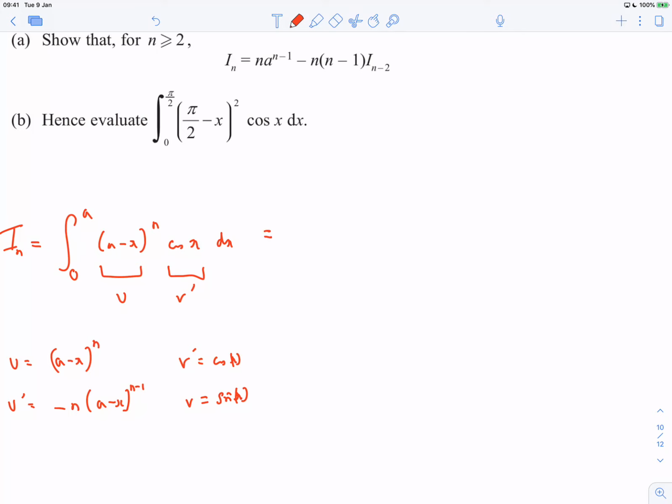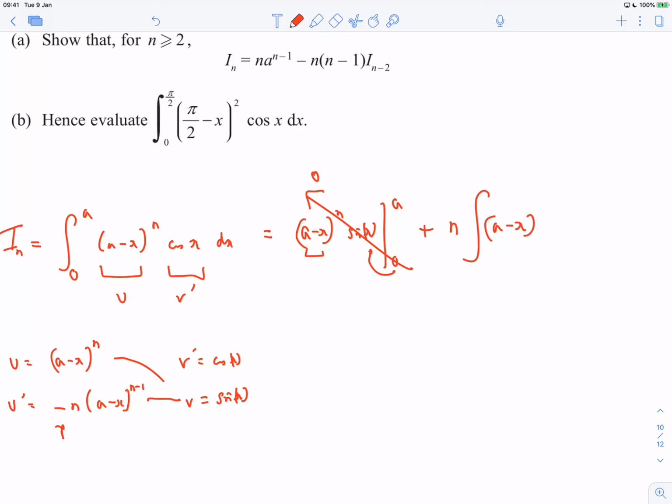So this integral is just going to be u times v, which is a minus x to the n times by sine of x, and this is evaluated between 0 and a. And on closer inspection, this is just going to be a big fat 0, because if I sub a in, then a minus a is 0, and if I sub 0 in, then sine of 0 is 0, and it's perfectly fine. Minus the integral of v du. Well, that minus there is going to make this a plus, and I can take the n out, and then this is going to be a minus x to the n minus 1 lots of sine of x dx.